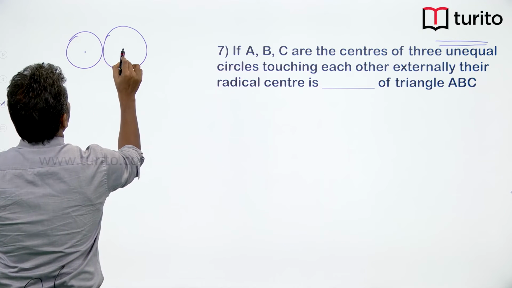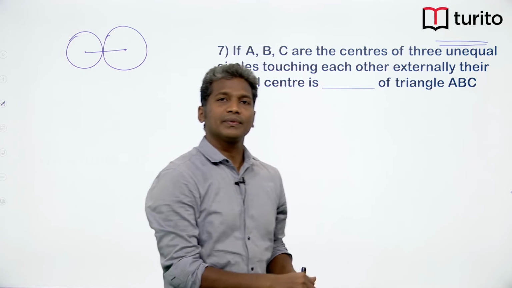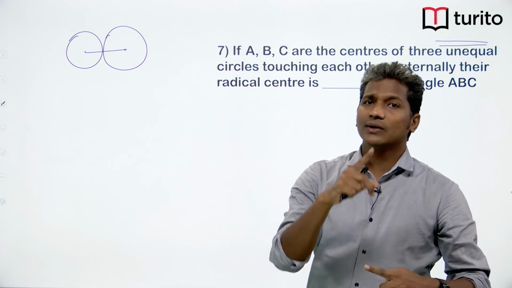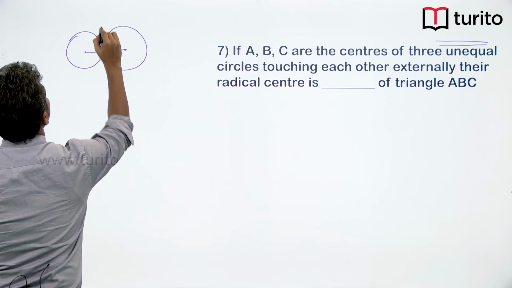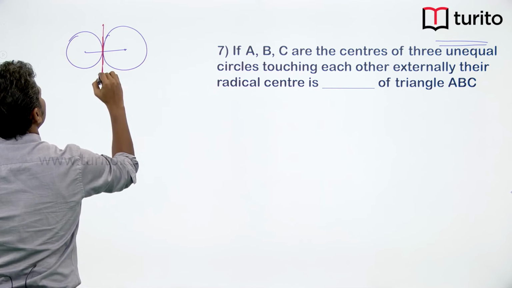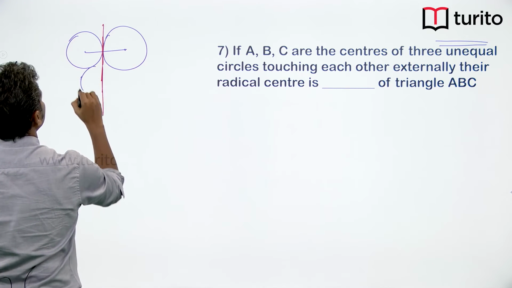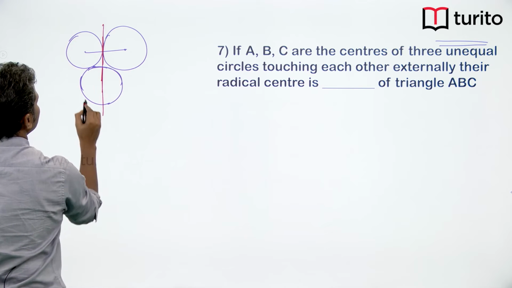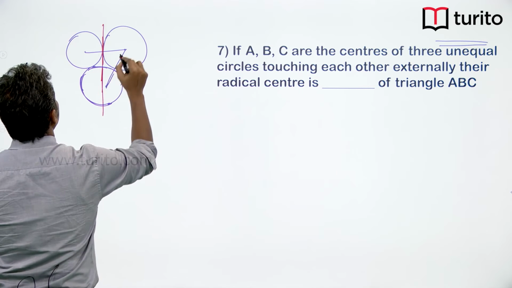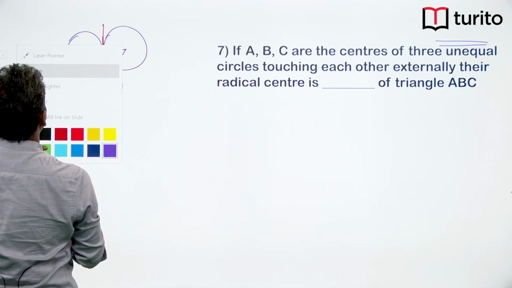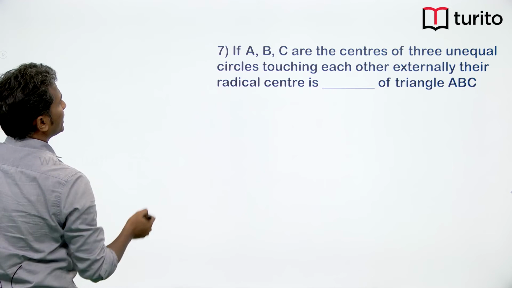Now, when they are touching, the radical axis will be the common tangent. The radical axis will be the common tangent. So, here I will draw the radical axis in red. This is my radical axis. Let us say there is another circle which is also touching these two given circles. Now, if I join the centers here, also I think here we have to take bigger diagrams. Okay. So, I will take bigger circles.